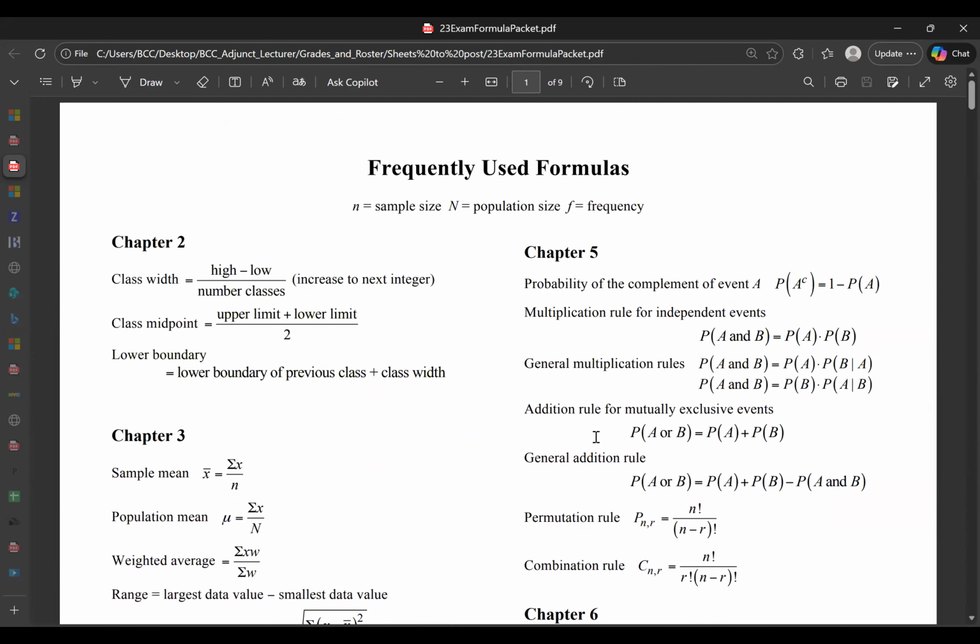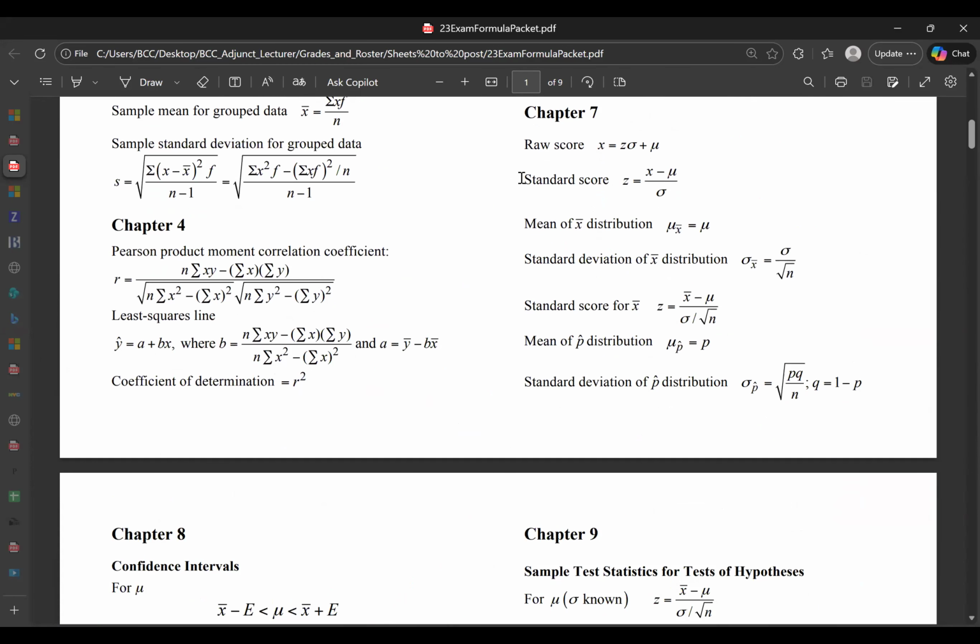So on your formula sheet, go down towards this chapter 7. I'm talking about the standard score formula.